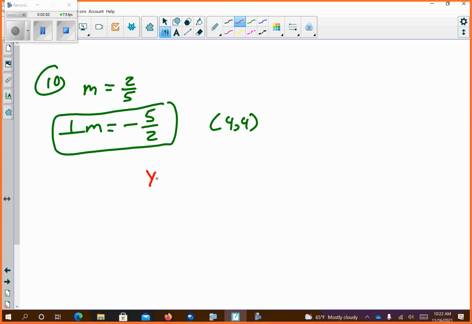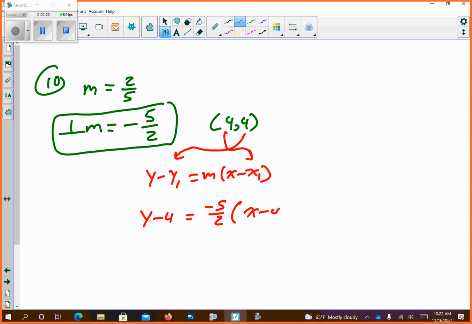So if it says find the equation, we can just use point slope, which is this, and then plug in what we know. So I'm going to plug this in here, plug this in here. Realize when they go in, if they were positive, they become negative. If they were negative, they become positive. So I'm going to get y minus 4 equals my perpendicular slope, which is -5/2, and then x minus 4. So that's my equation.